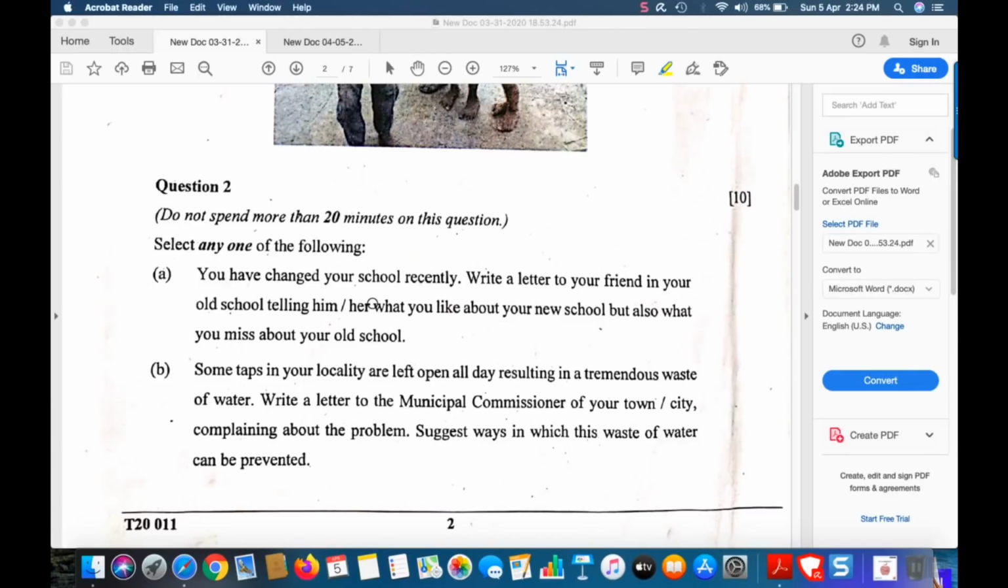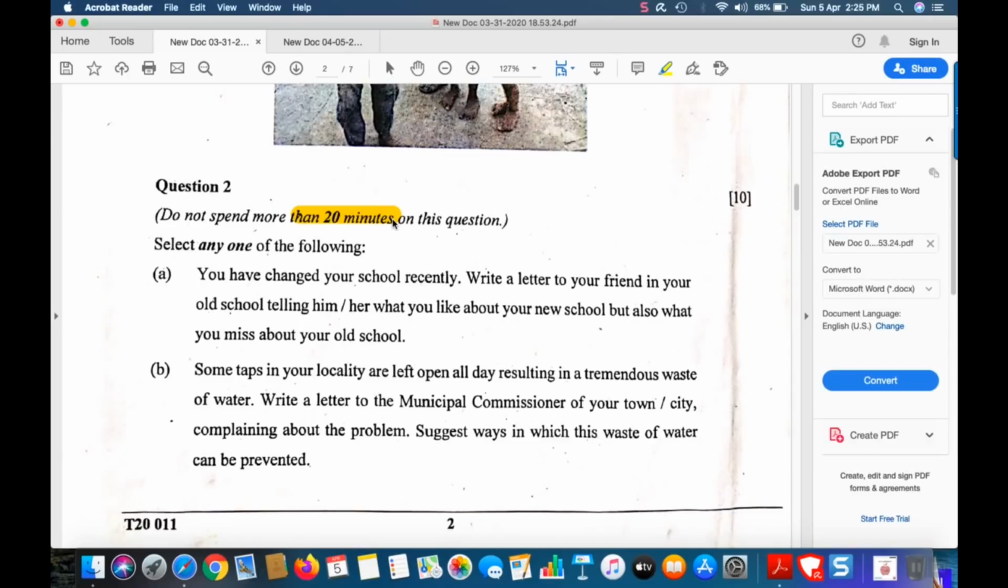Now, coming to the next question, that is question number 2. Again, the question paper defines how much time you should spend on this question. Do not spend more than that. Now, this is a 10-mark question. There are 2 letters. You are supposed to do one of them. I'll read out both the letters before I come to the other part.